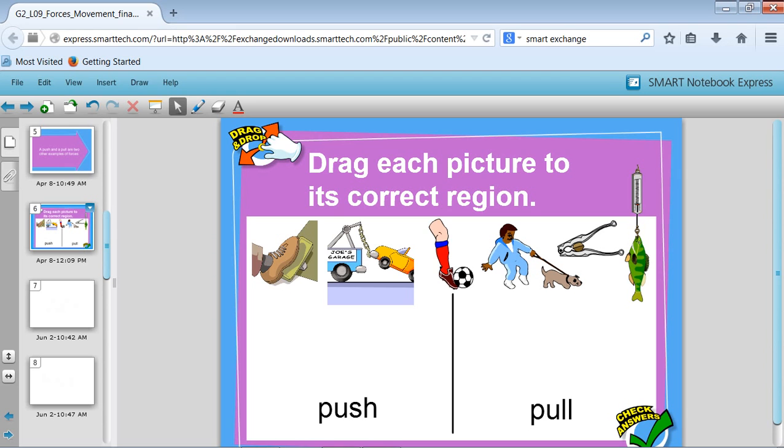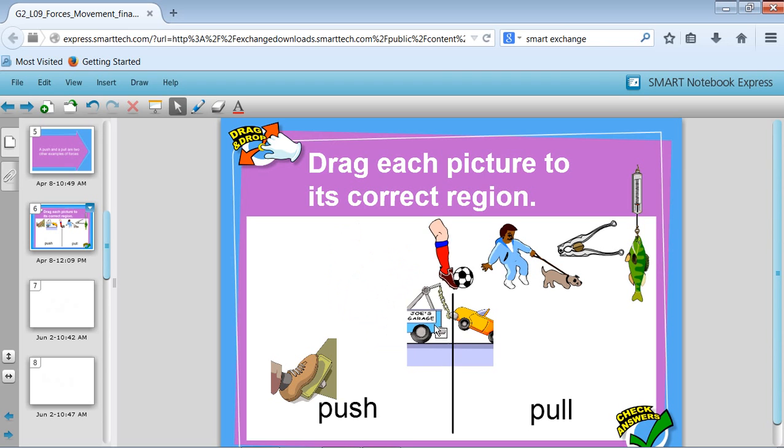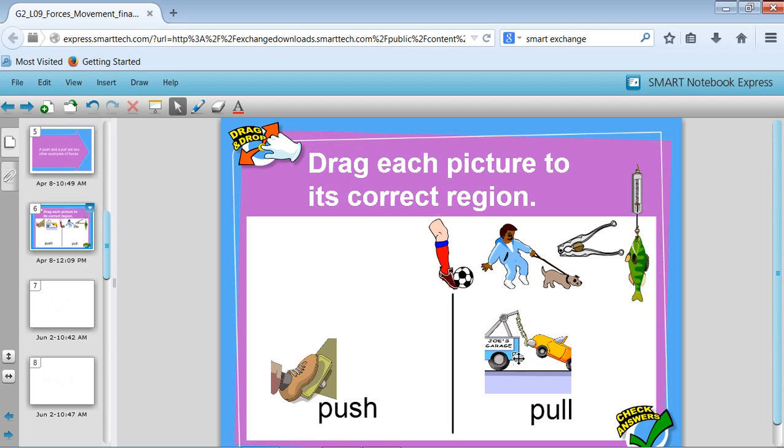So students have six options of pictures and they have to decide whether each scenario, a push or pull, is happening. So in the first one here, a person stepping on a gas pedal, you click it and then drag either to the push side, or I could drag it over here to the pull side. But since it's a push, I'll put it over here on the push side. And then do this for each one of the scenarios, such as one I've got a hold of.